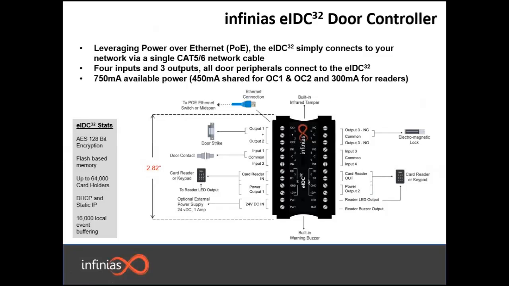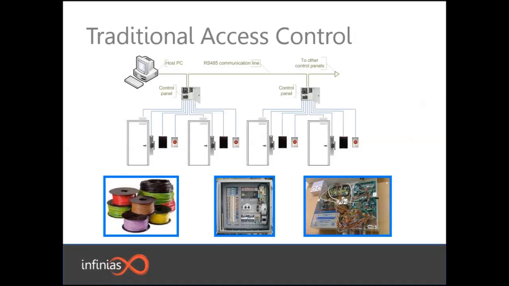Looking at the controller, this is where you can wire some of those items up. You can put in a door strike, you have the readers or the keypads, and over on this side we have another reader, a keypad, or even an electromagnetic lock. And over at the top you would put in your Ethernet connection. This controller has 750 milliamps of power available: 450 on one side and 300 on the other.